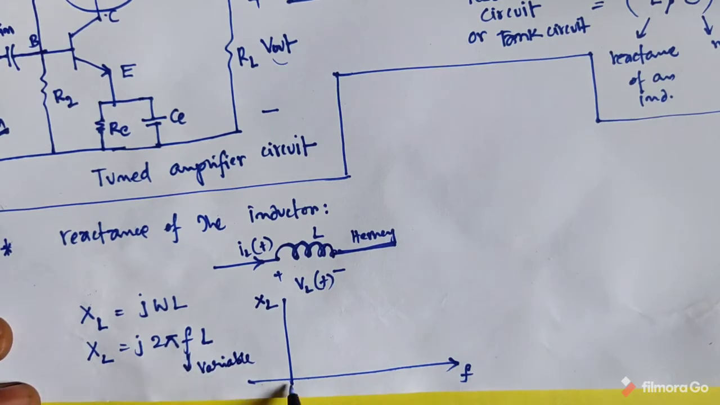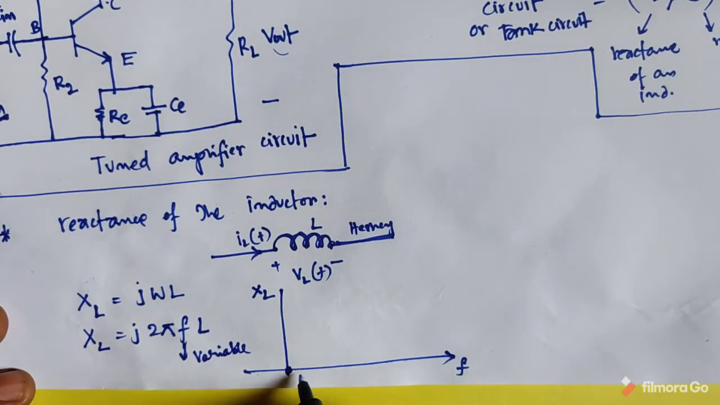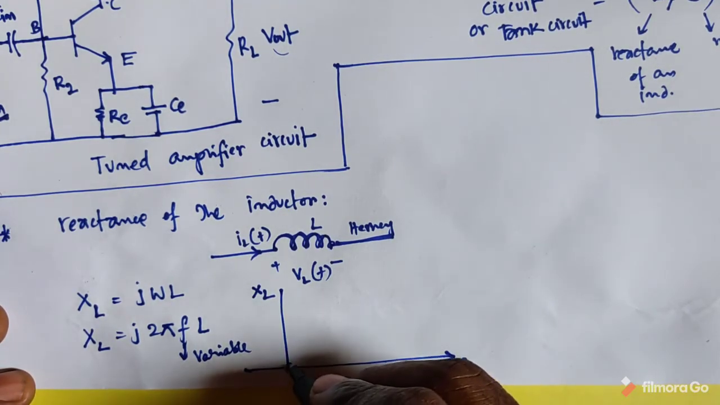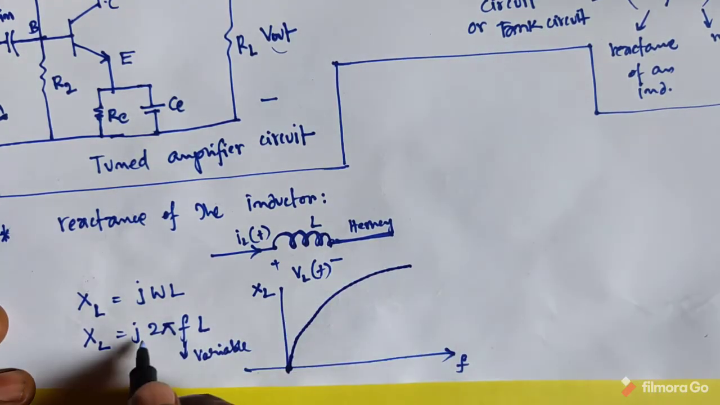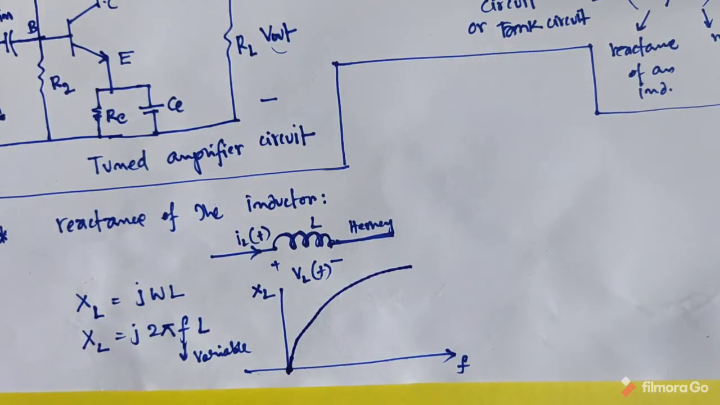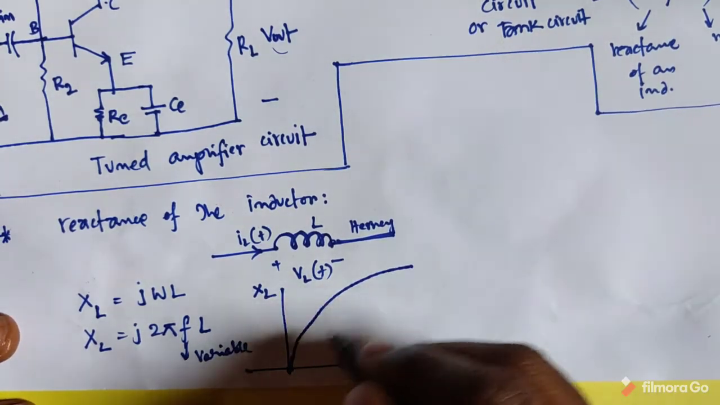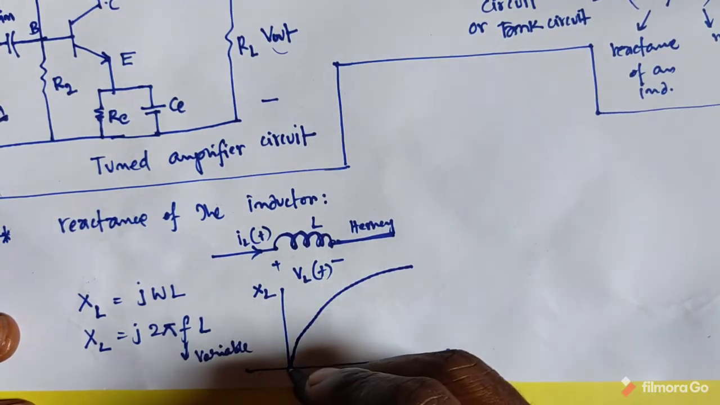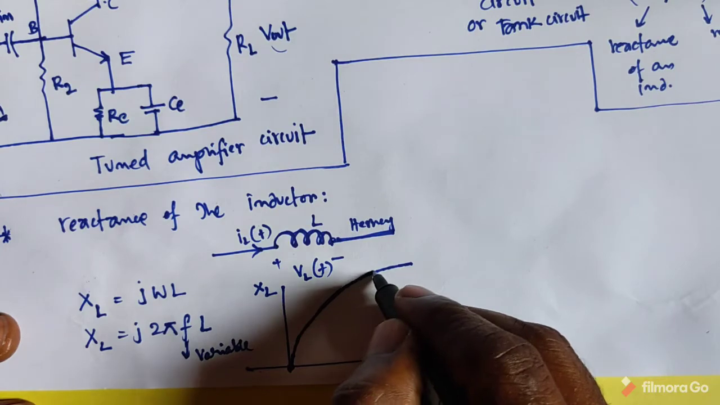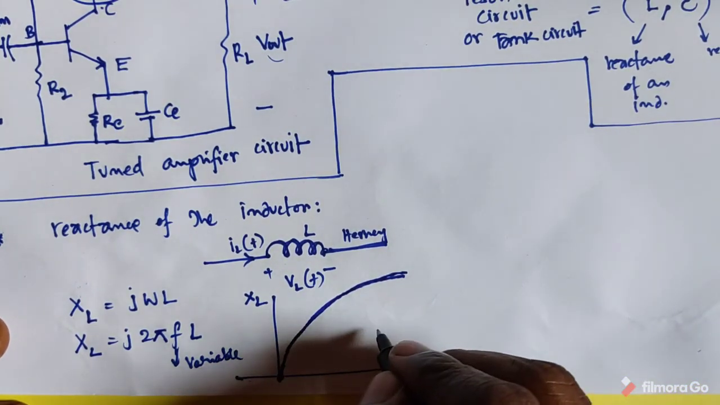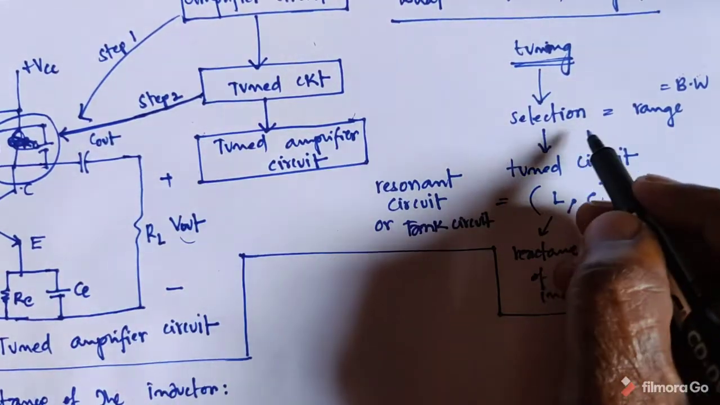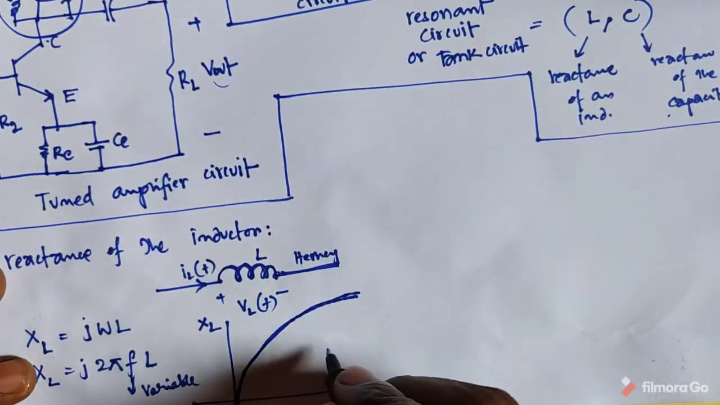Here frequency is the variable. When the frequency is 0, XL is also 0. As the frequency increases, the reactance of the inductor also increases, almost linearly, due to the 2 pi term, until it reaches infinity. In this condition, you have to calculate the selection of the range. Selection of the range is not possible in this case.